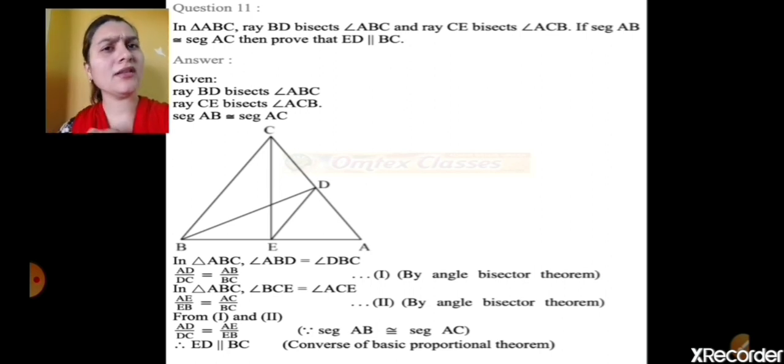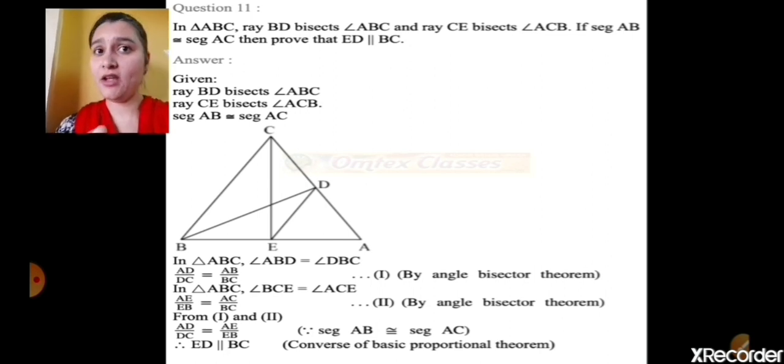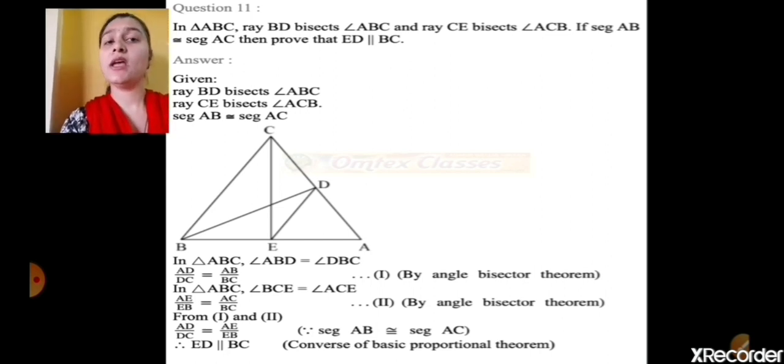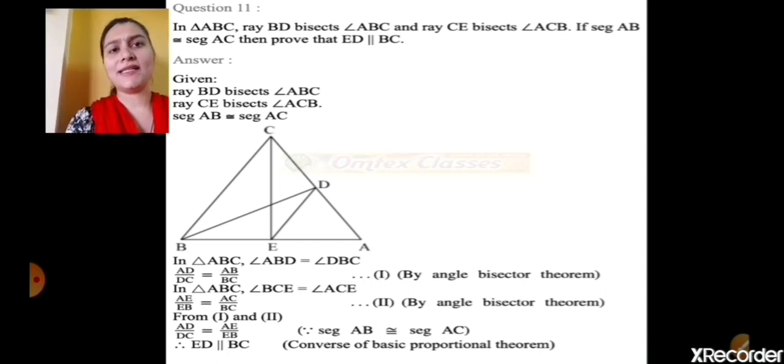So when two lines are parallel, what comes to your mind? Right, the converse of BPT. And when I'm talking about proving by the converse of BPT, I require the segments to be in proportion. To prove that the segments are in proportion, I will use the angle bisector theorem.